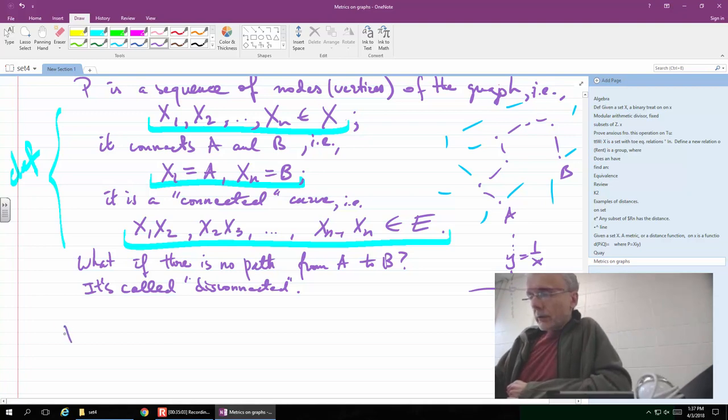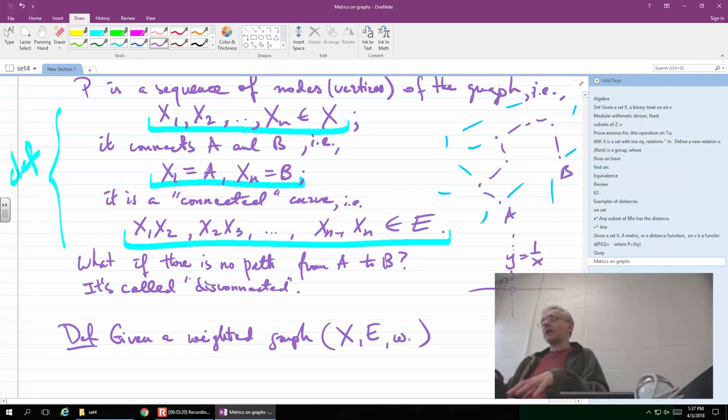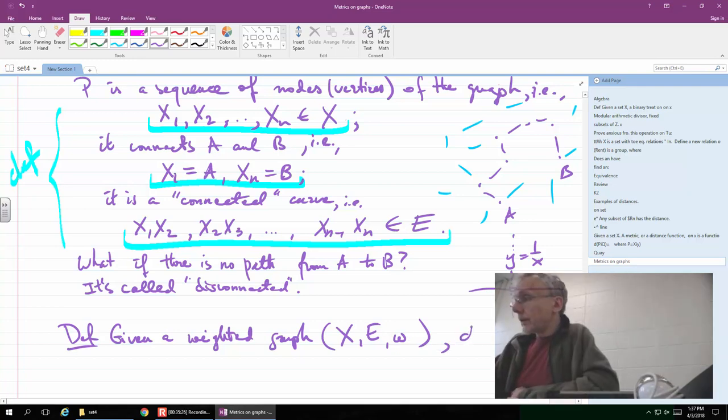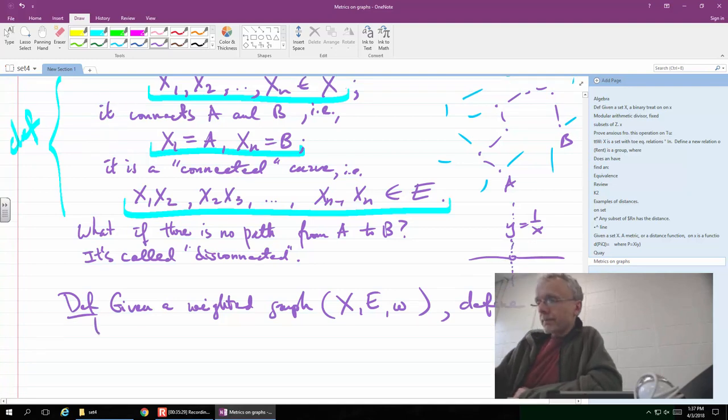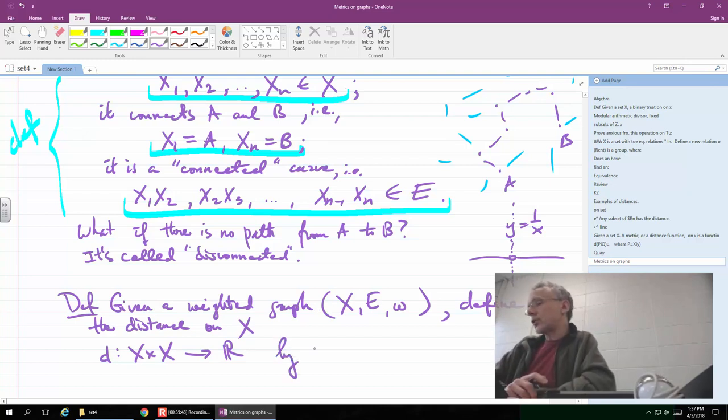Okay, so given a weighted graph, I will put it like this: x, e, and w. So x is the set, e is the set of edges, and w is our function, the weight. Then define the distance on x, which means a function from x cross x to the reals that should satisfy those three axioms.